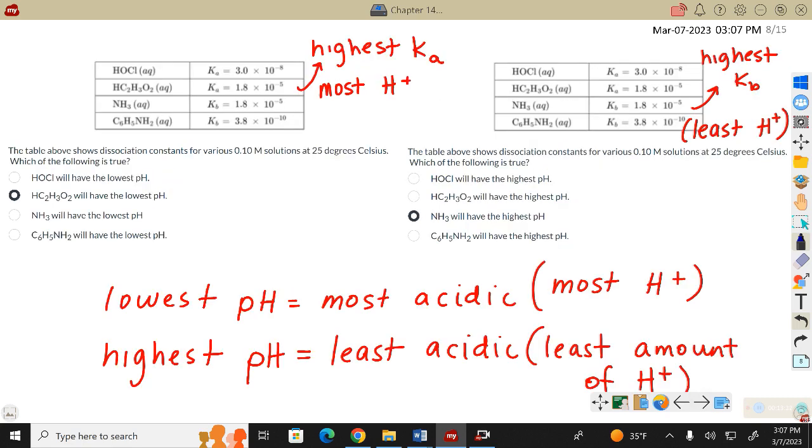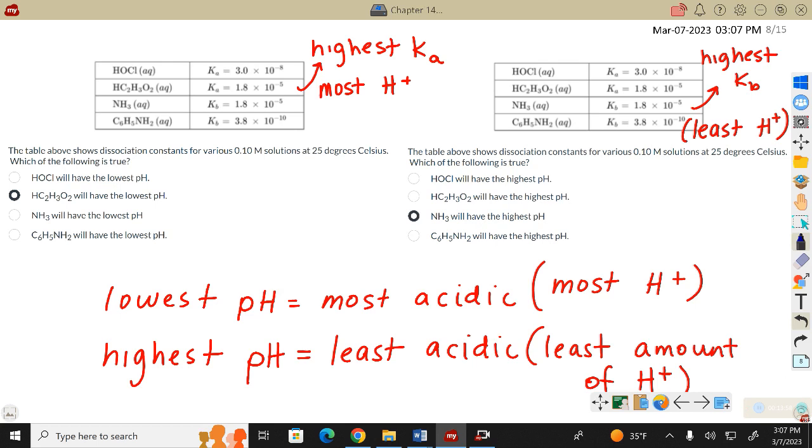You would have had a question that looks like this somewhere on your assessment. We've got a table with some Ka's and Kb's for weak acids and weak bases. They were either asking which of the following had the highest pH or which had the lowest pH. So you just have to remember that the lowest pH would be the most acidic, and the highest pH is the least acidic or the most basic.